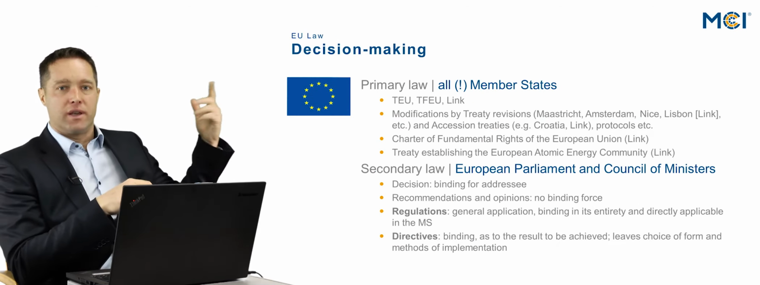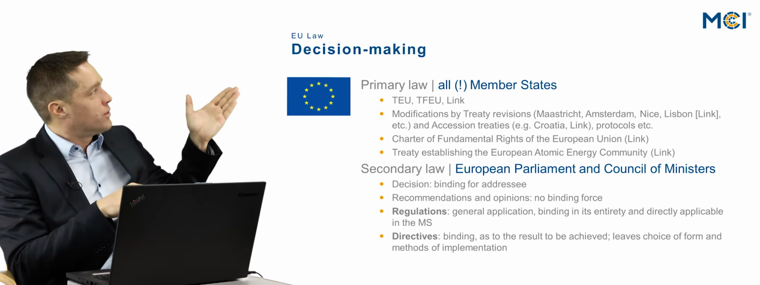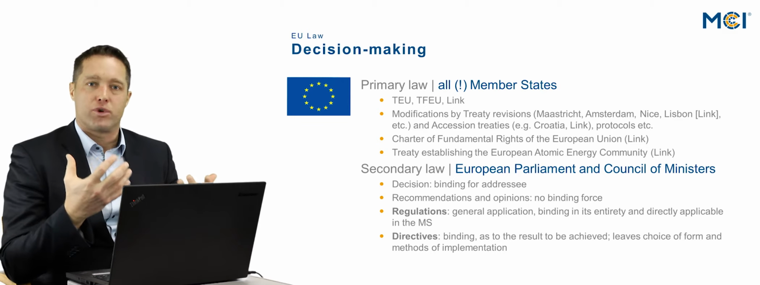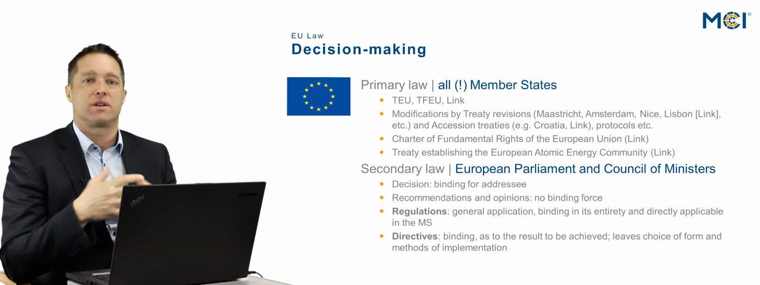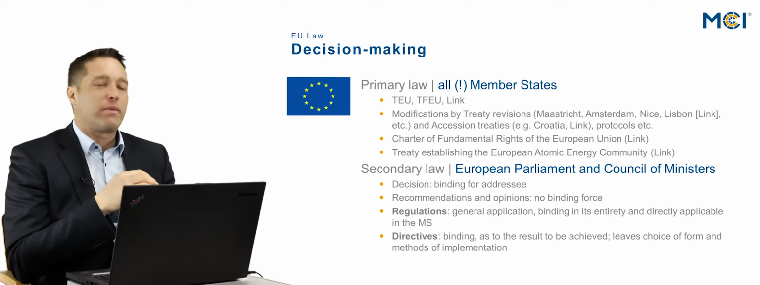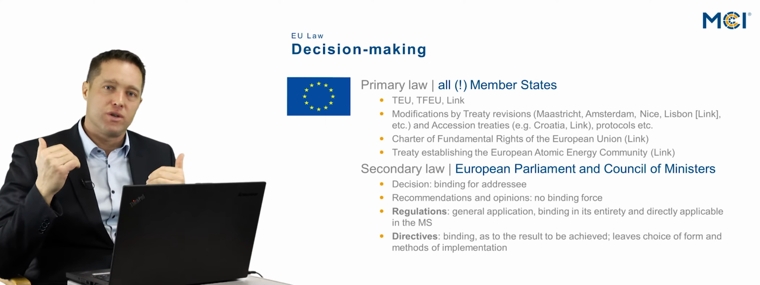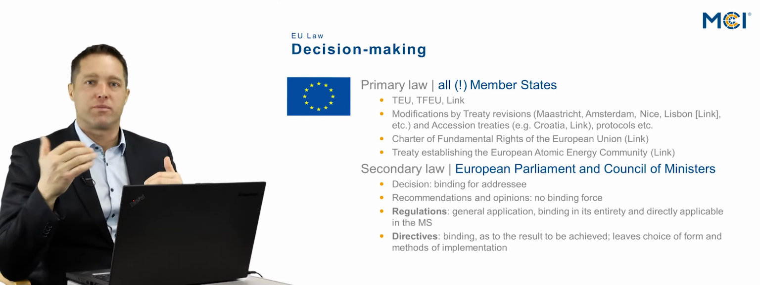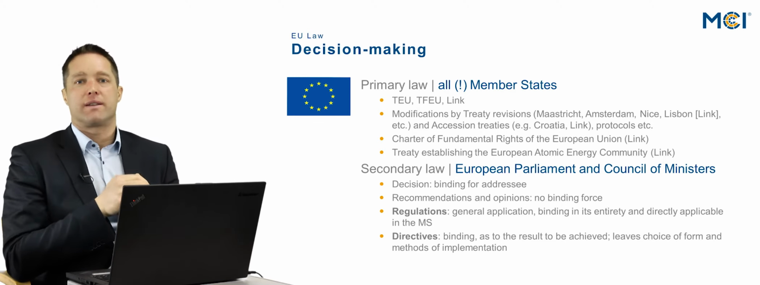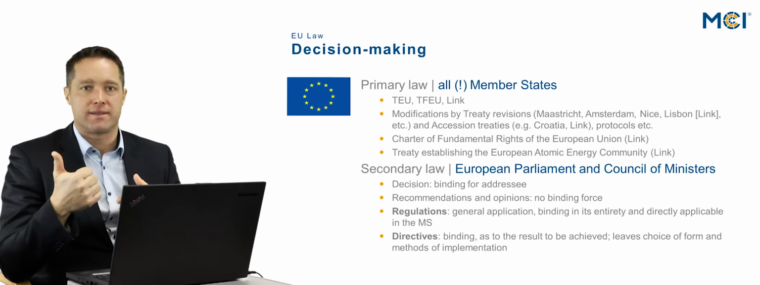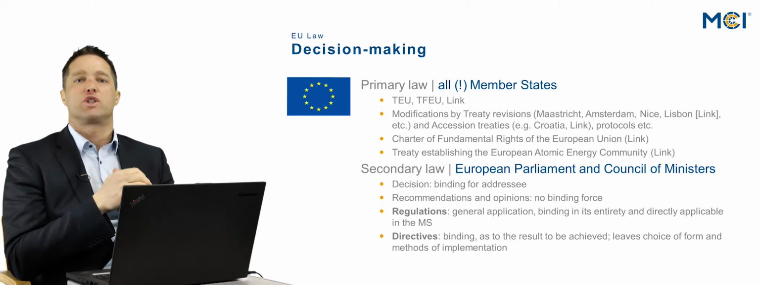So if we add to this slide who has the power to make new primary, secondary law or to change existing primary or secondary law, as you can see, it's all member states together. So it's not the EU institutions, that's very important. It's the member states and, I would say most important, all member states together, they can change primary law. So that means if only one of them is against it, then primary law cannot be changed.